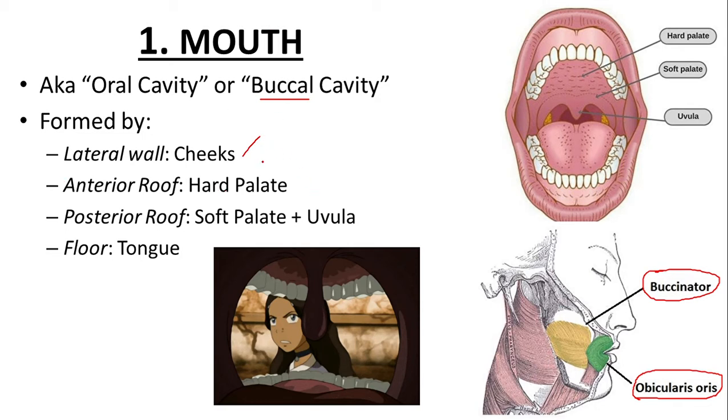Anteriorly sa babaw is your hard palate, and posteriorly sa babaw is your soft palate and uvula, and the floor is your tongue.